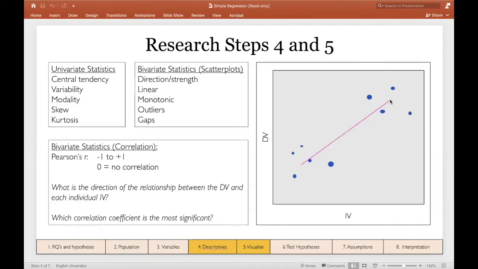Now, just like with our univariate statistics, if there's something weird going on, if you have one outlier or it looks like it could potentially be a curvilinear relationship, that doesn't mean you can't move forward with your regression. It's just something to keep in mind. It might contextualize your results a little bit better. Okay, so let's go ahead and assess our bivariates with our actual data set.